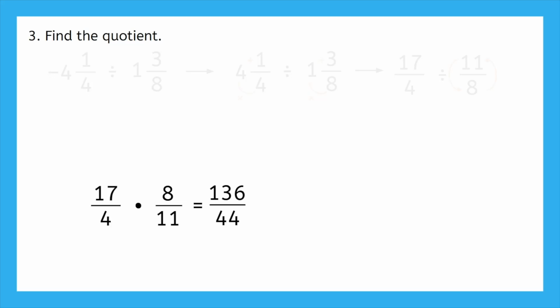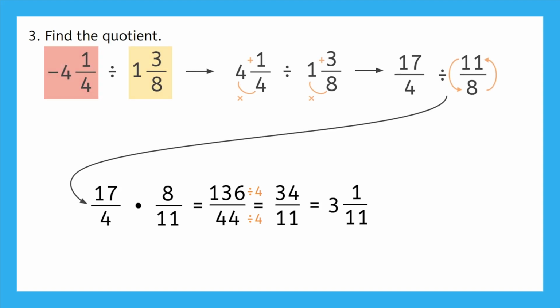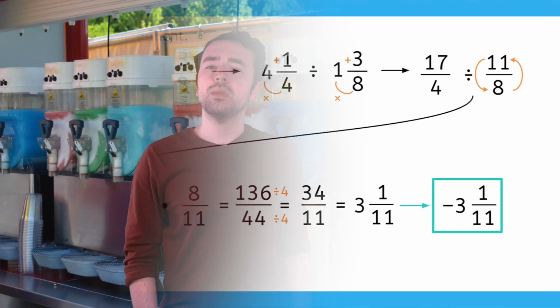We could divide 136 and 44 by 4, simplifying this to 34 over 11. To change this improper fraction into a mixed number, divide 34 by 11 to get 3 and 1/11. Finally, will the quotient be positive or negative? We started with different signs, so the final answer is negative 3 and 1/11.